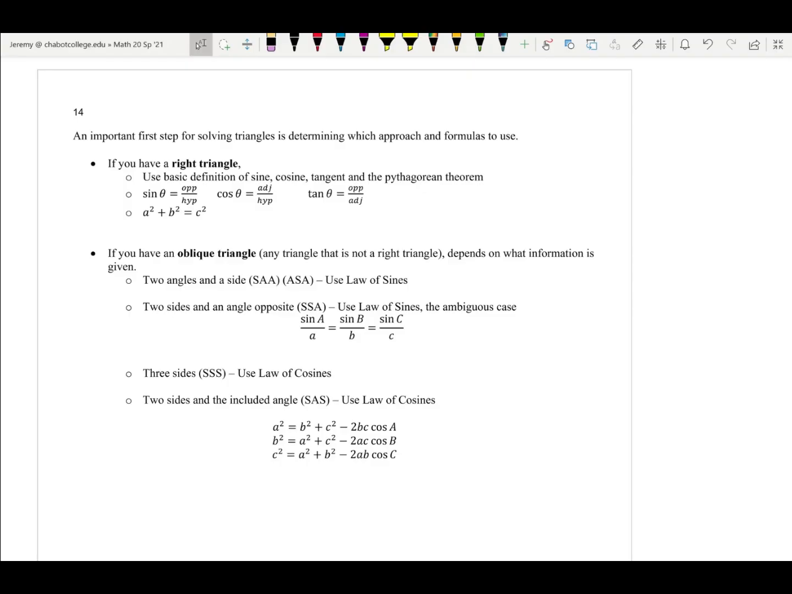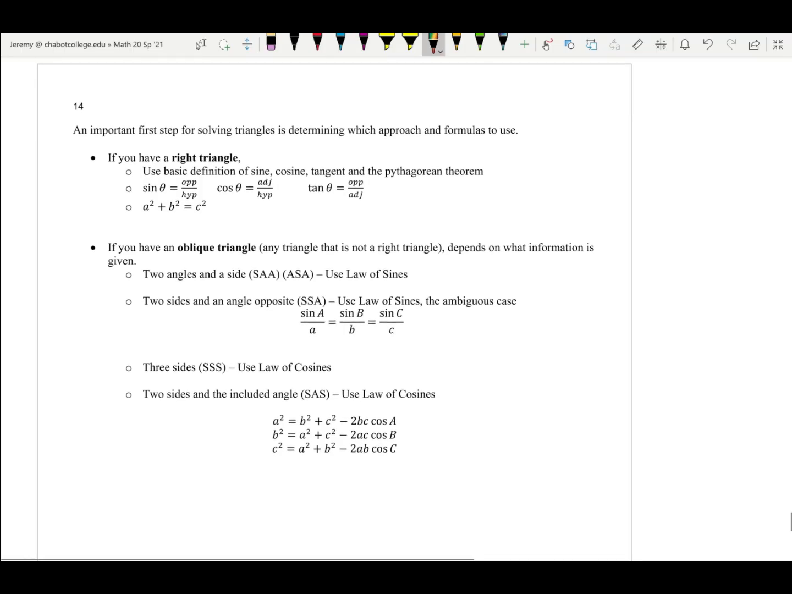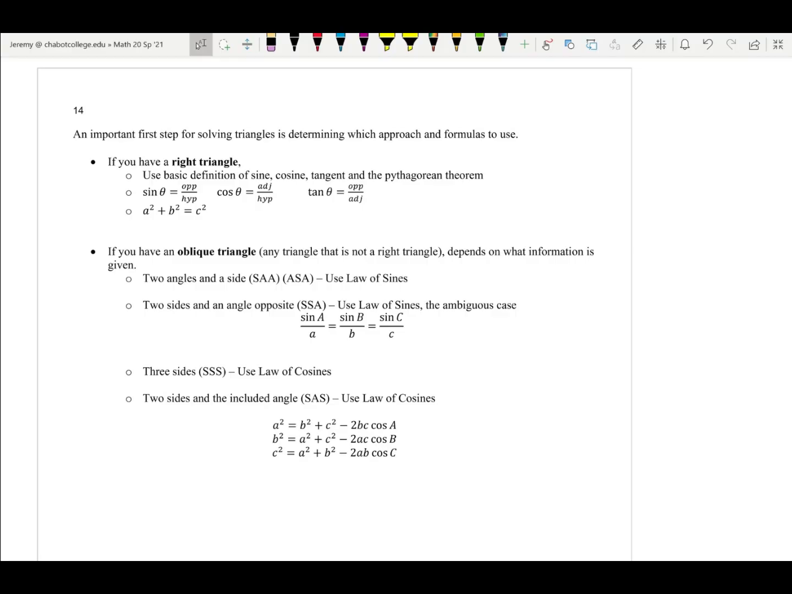All right, so that's about all you need to know in terms of how to apply law of cosines. The last couple pages of this chapter, on page 14, we're looking at under which circumstances do we apply which formulas, right? Because at this point we have quite a few. We've got all our basic trig functions, we've got law of sines, and we've got law of cosines. So when do we use what?